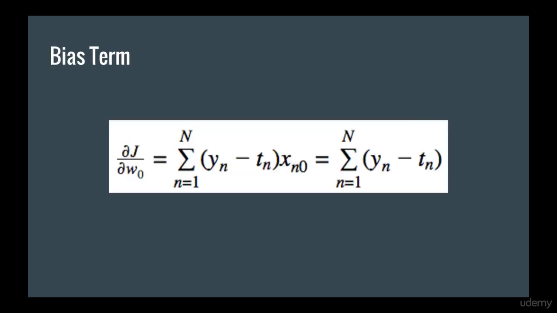Now what happens with the bias term? In logistic regression, it's easy to incorporate the bias term into X itself, just by adding a column of 1s. But let's say you want to find its derivative explicitly. Well, we can return to our original expression and just remember that all the x zeros are 1. This just gives us the sum over all y minus t.